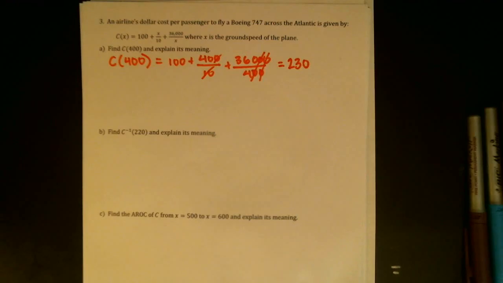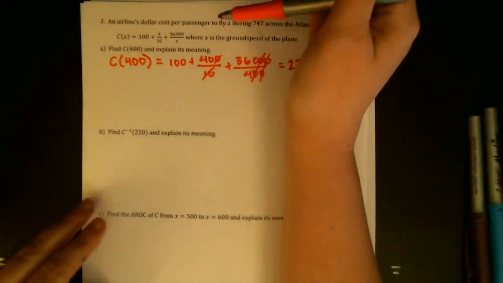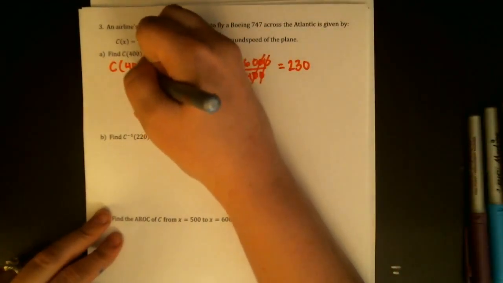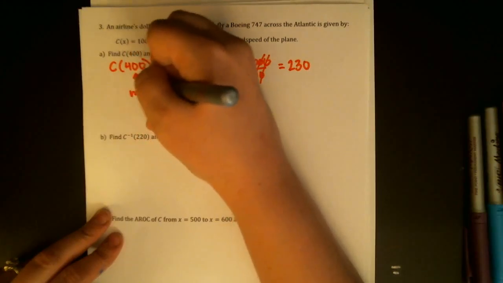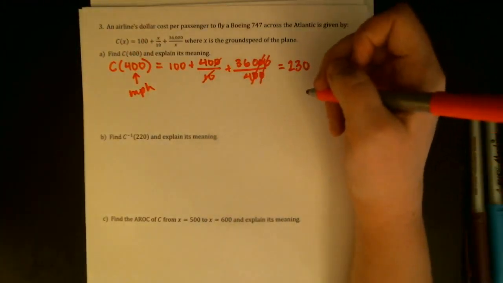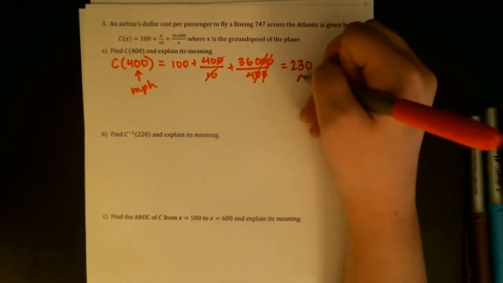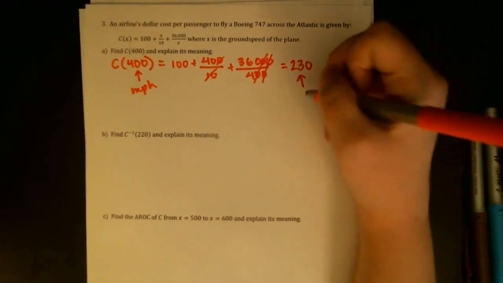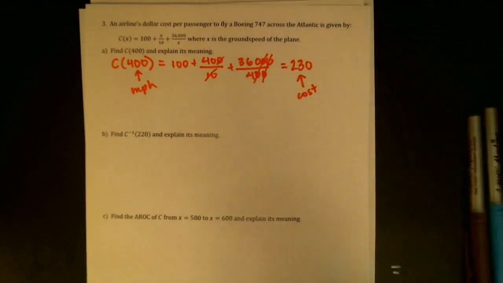Okay, so again, we have had some really messy, challenging examples with evaluating functions, so that's nothing too crazy, but I want to talk about the explain the meaning part. So here, we've just said that x is our input, and that's the ground speed of the plane. I didn't say in the problem, but let's say we're doing miles per hour. And then this is supposed to output the airline's cost per passenger. So this should be a cost.